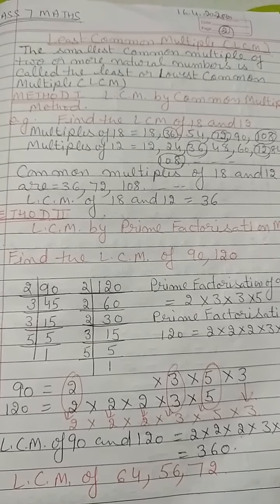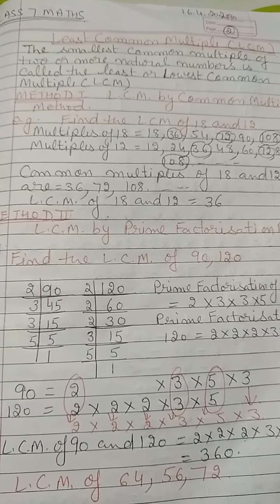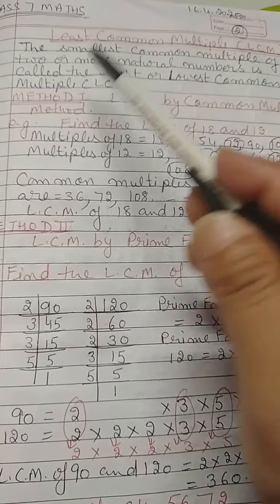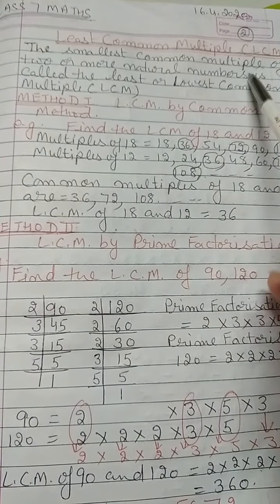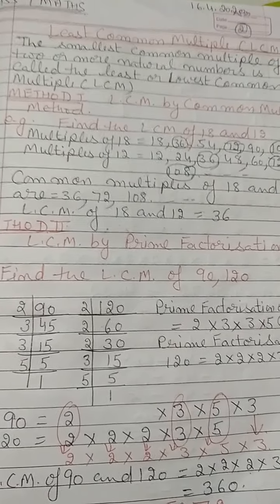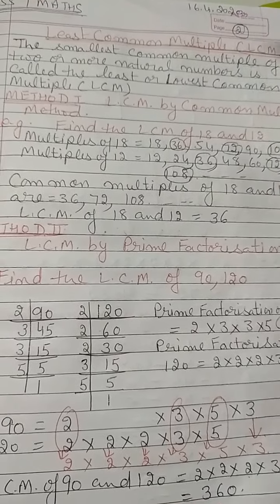I hope you have done yesterday's assignment very well. So, we come to the next point. Our next topic is least common multiple. The smallest common multiple of two or more natural numbers is called the least common multiple.